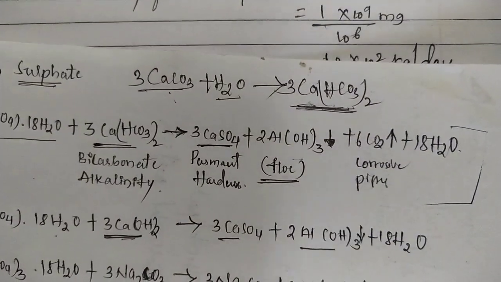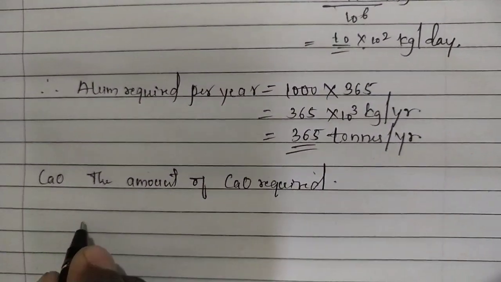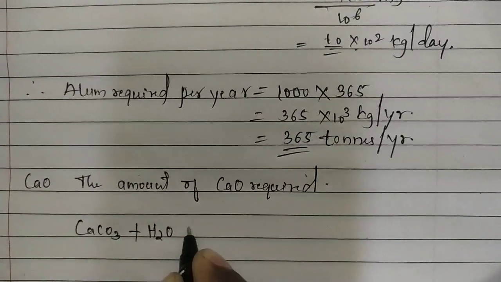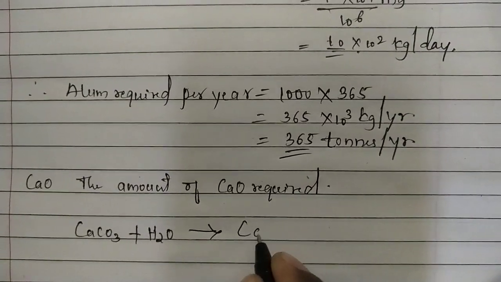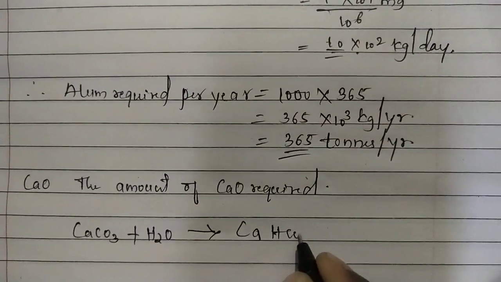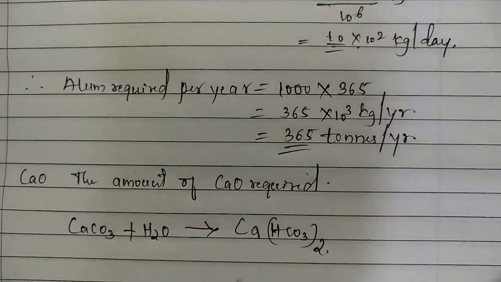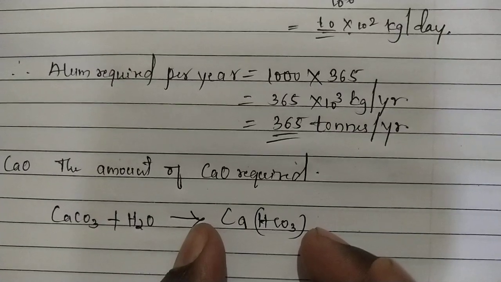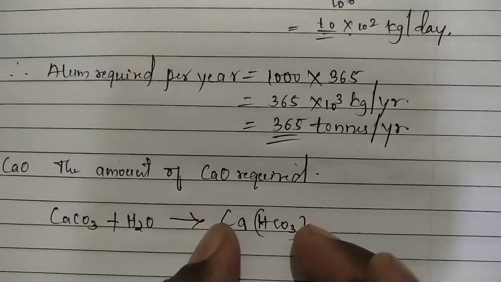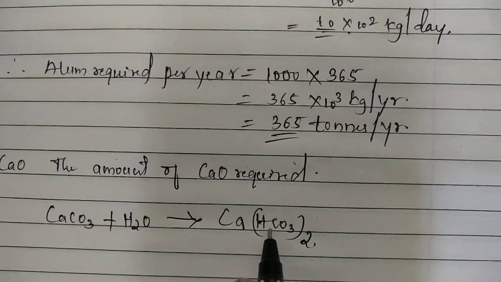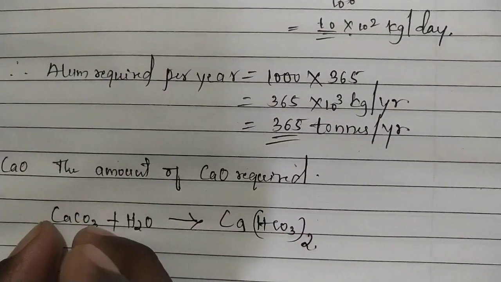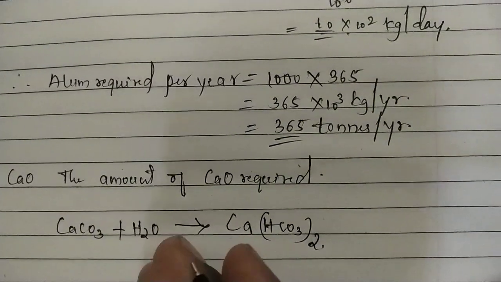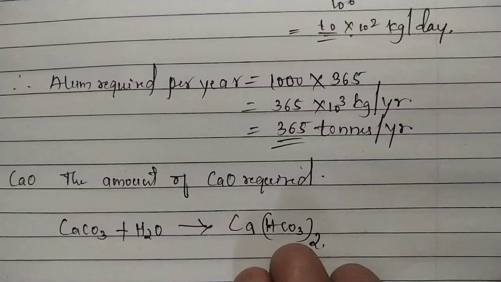And one more equation, that is CaCO3 plus H2O plus CO2 equals Ca(HCO3)2. As I told you, when you add the alum to the water sample, it directly reacts with the calcium bicarbonate, that is the alkalinity present in the water. This forms when calcium carbonate reacts with water, that is calcium and magnesium carbonates react with the water, and that forms the bicarbonates of calcium and magnesium.